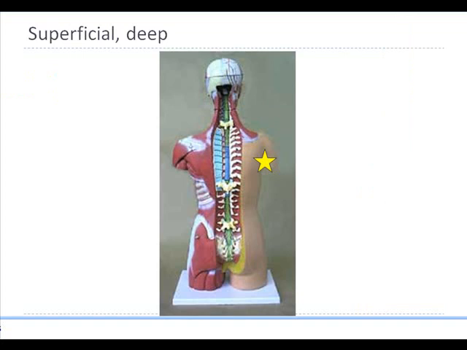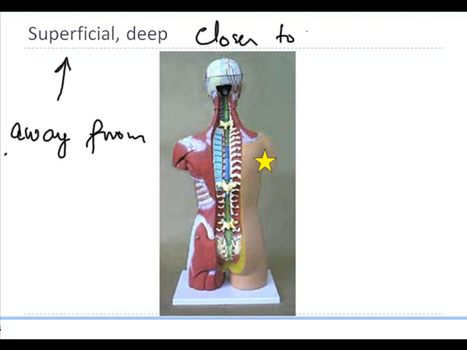Another one is superficial and deep. Deep is, for example, if we were to dig into our skin and the muscle, the closest you are to the bone would be deep, and anything that is closer to the skin would be called superficial. So superficial is going to be away from the body, and deep would be closer to the body, or to the inside.